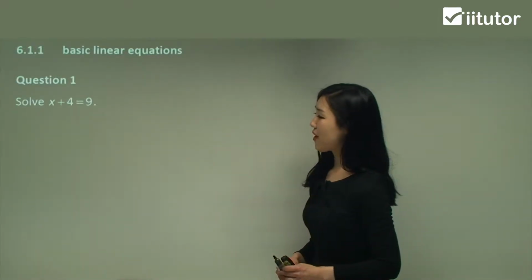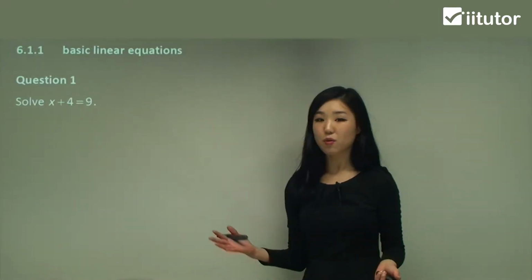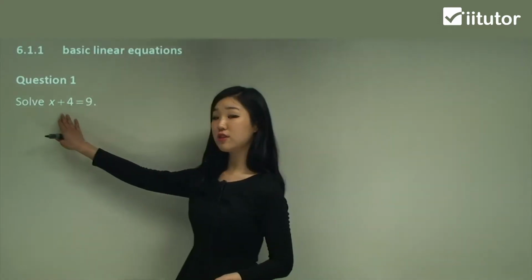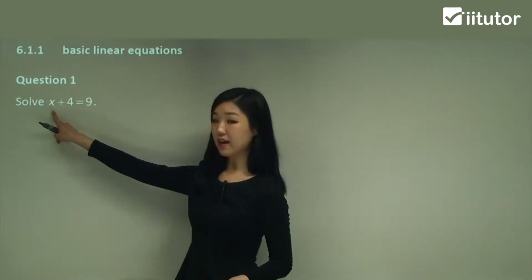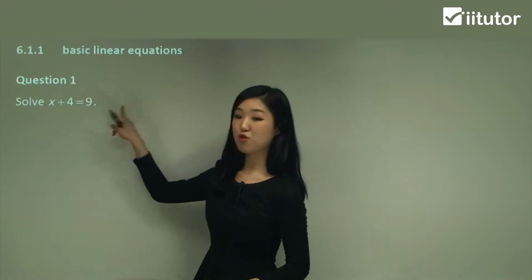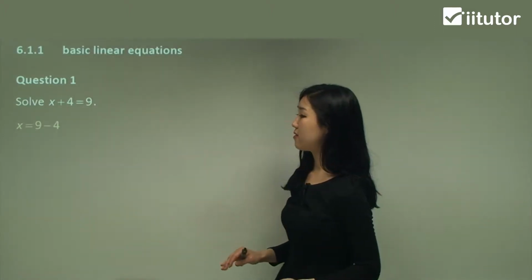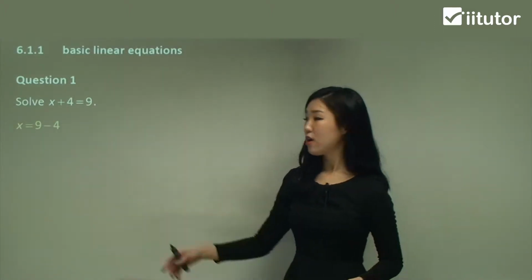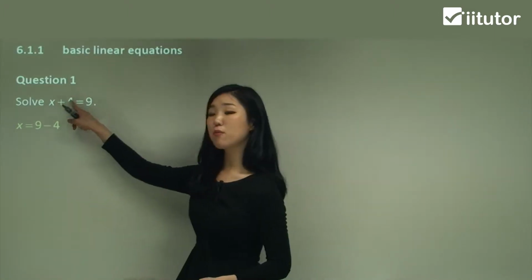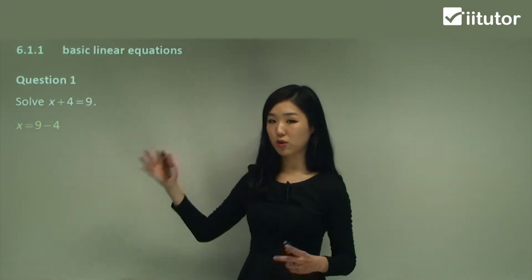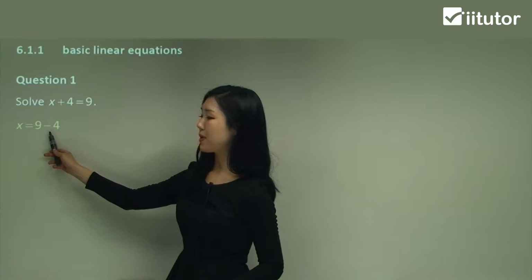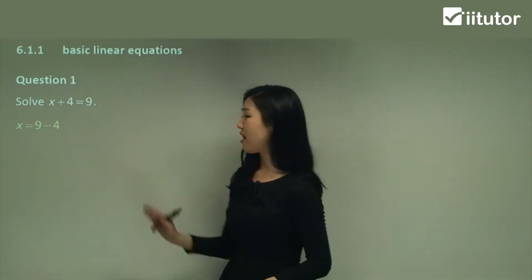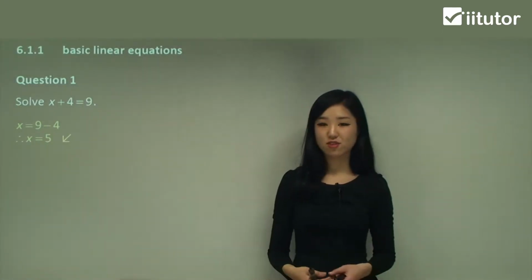It says solve x plus 4 equals 9. If we're adding 4 onto this side, and we just want x, we simply subtract 4 on this side. So we simply do 9 minus 4. Whatever is on this side that you want to move to the other side, make sure you just switch the sign. So the positive becomes a negative. So 9 minus 4 is 5, so x is just 5.